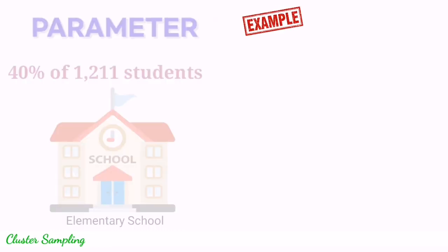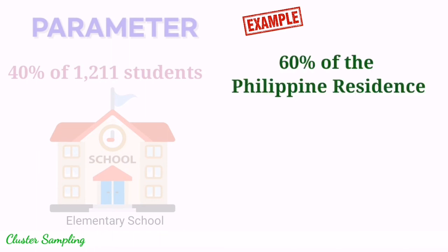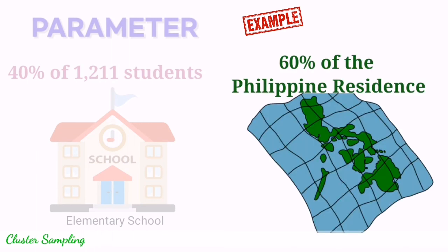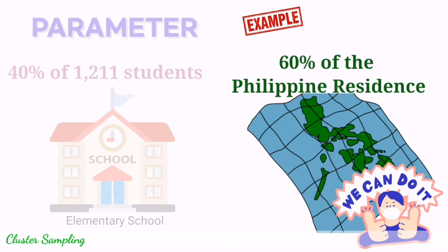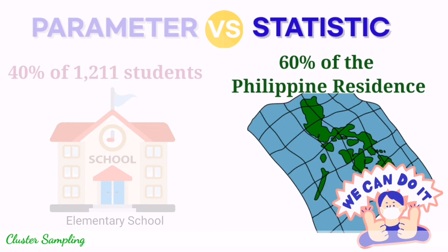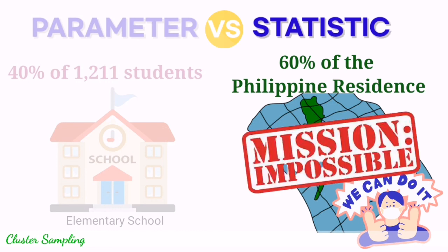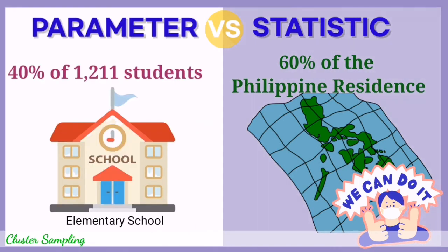Let us have another example. 60% of the Philippine residents agree with the latest health care proposal. Is this obviously a fact about a very large population? If it is, you have a statistic. It's not possible to actually ask hundreds of millions of people whether they agree. Researchers have to just take samples and calculate the rest.